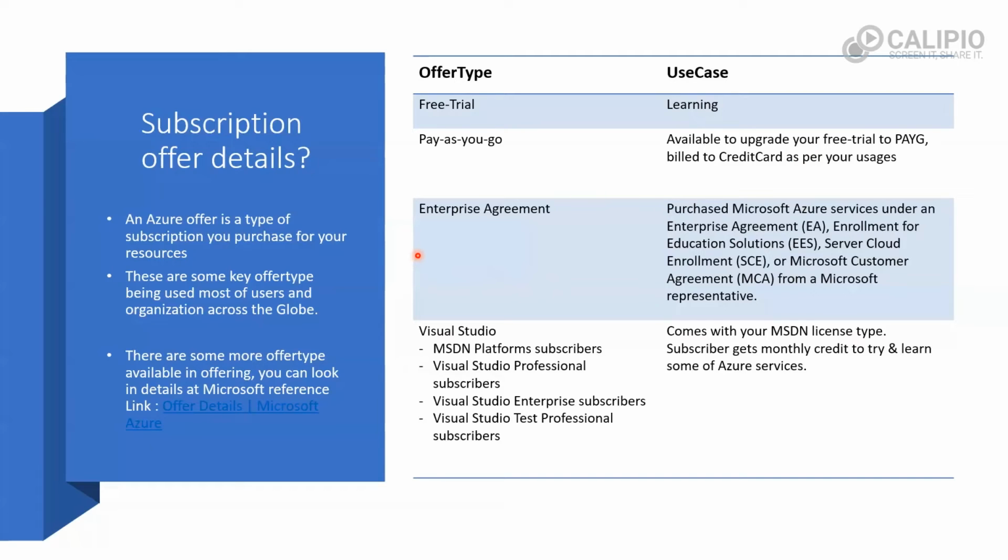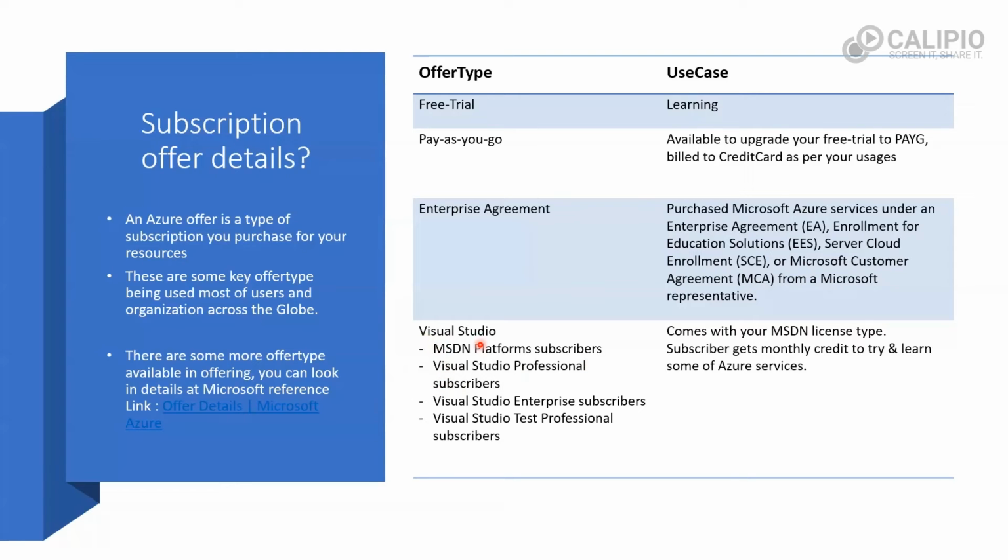Then the most used offer type across enterprise organizations is the enterprise agreement. This is something you purchase with your Microsoft representative, and there are many different sub-offer types included in the enterprise agreement. So purchase Microsoft services under an enterprise agreement, enrollment for education solutions, server cloud enrollment, or Microsoft Customer Agreement, MCA. And this is something you can sign up for with a Microsoft representative.